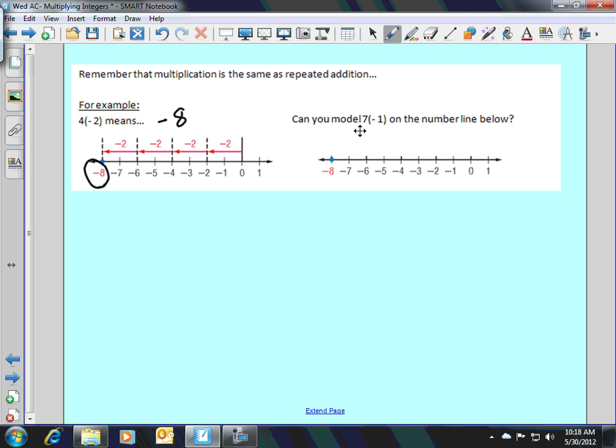So on this one, we're going to model 7 groups of negative 1. So I'm going to start at 0. Here's my first group of negative 1, second group, third group, fourth group, fifth group, sixth group, and seventh group. So I had 7 groups of negative 1, which gave me negative 7 as my answer. That's why I ended up right there.